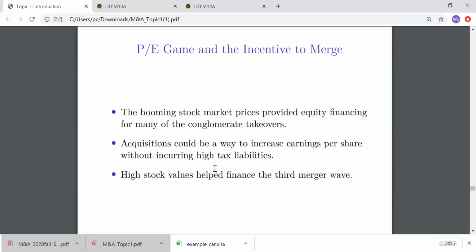The other incentive to merge in the third wave is driven by the price-earnings ratio game, the PE game. Basically, because in the third merger wave there were booming stock market prices, this booming stock market provided equity financing for many of the conglomerate takeovers. Conglomerate firms used this acquisition method to increase their earnings per share, and this is due to the high stock values, which drove the third merger wave.